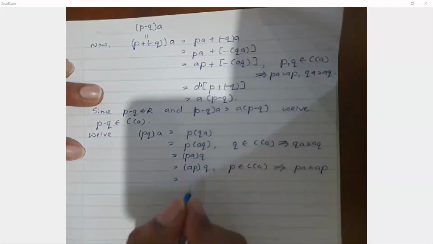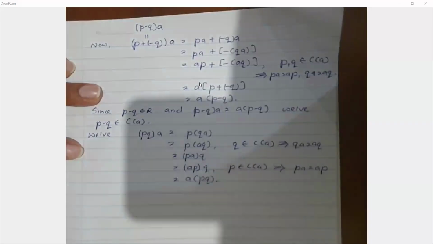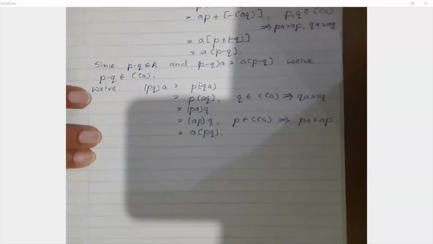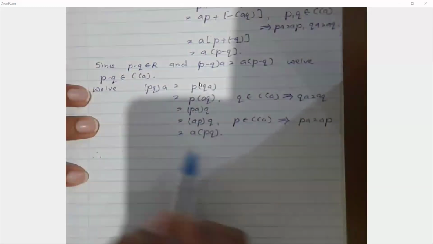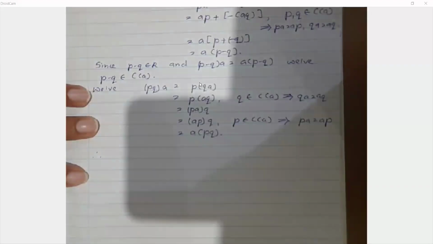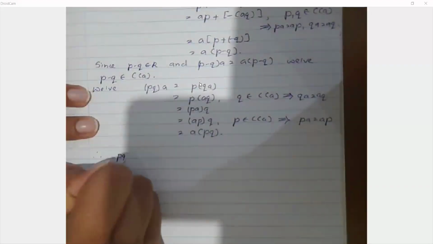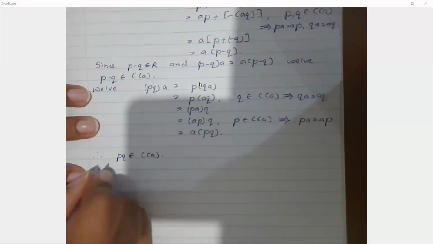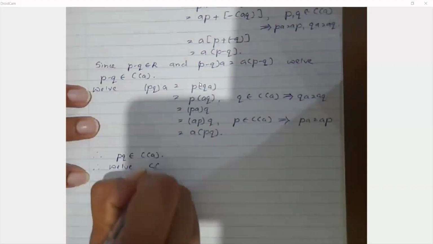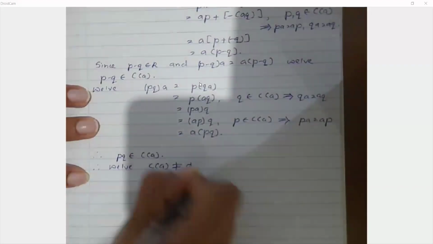Once again, using the associative property, we write A times PQ. For P and Q elements that are taken from C of A, those elements belong in R. Therefore, the product commutes with A. So by definition of C of A, we have PQ belong in C of A. Therefore, we have C of A to be not empty.